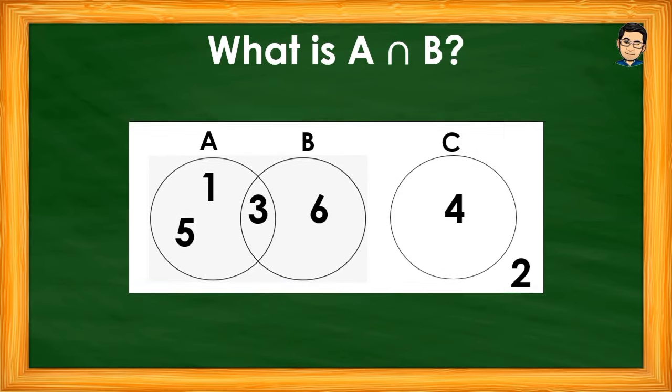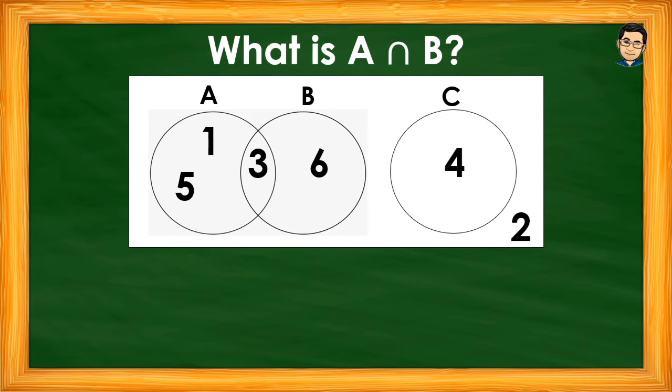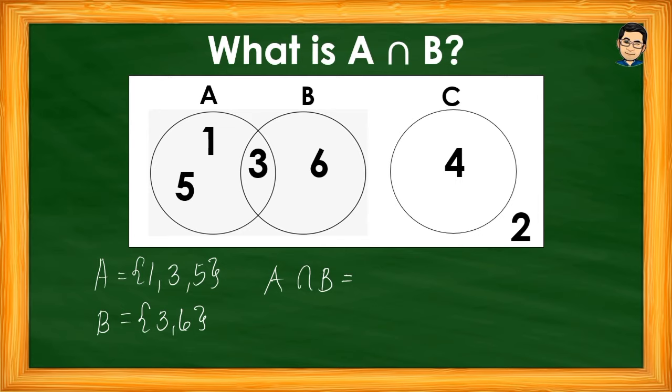So, consider the figure below again. So, ang gagawin natin dito, of course, we have to list down the elements of A and B. So, for A, the elements are 1, 3, 5. Then, for B, the elements are 3, 6. Now, what is A intersection B? So, again, when we are talking about intersection, we are only looking for the elements common to both events. Okay, so as you can see, yung element na common to A and B is 3.